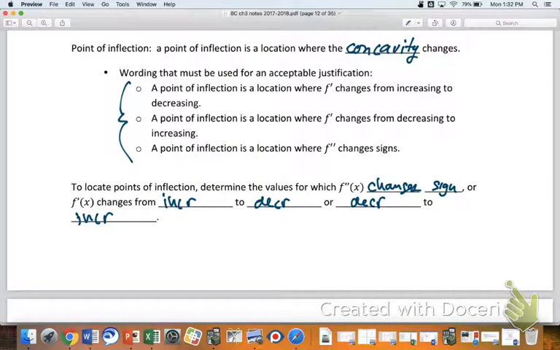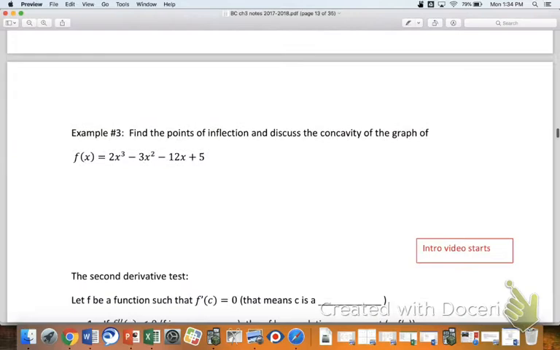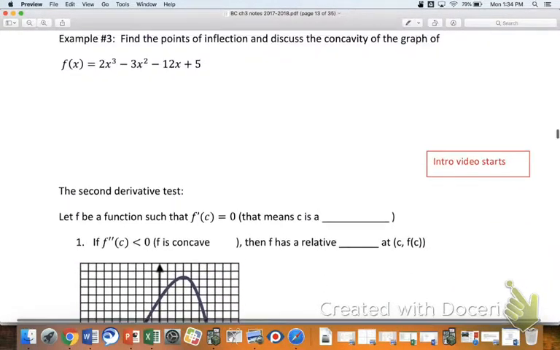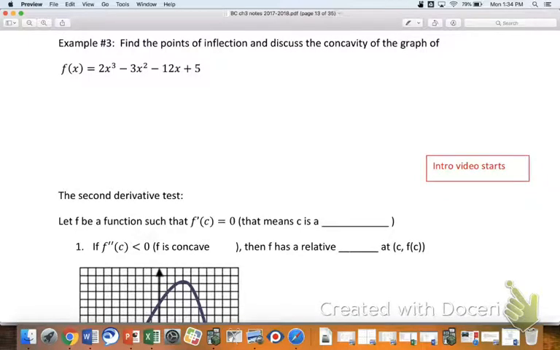Okay, there's lots of little details here, and I think I'm covering them all, but if you have a question, or it feels like I've left something out, you let me know. Okay, let's see what's next. Points of inflection. Okay, that's where we start talking about the second derivative test. All right, so if you guys would, find the points of inflection, and we'll just sort of discuss the concavity afterwards. Let's go ahead and work on example 3.